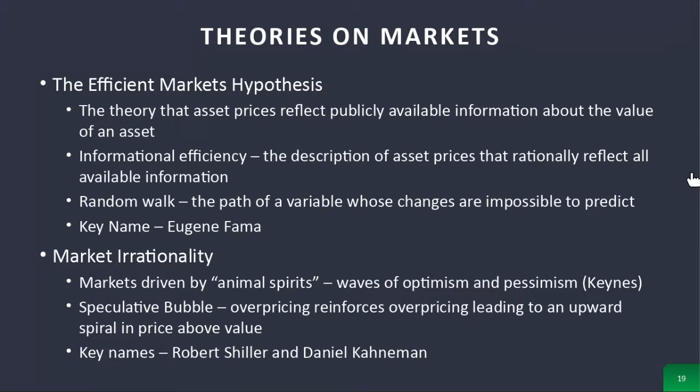Now, beyond this, there are a few general economic theories that compete to explain why the stock market operates the way it does. The first of these is what we call the efficient markets hypothesis. This takes the view that markets are quite rational. The theory says asset prices reflect publicly available information about the value of an asset. So basically, whatever the value of Microsoft is today is informed by all the possible information available publicly, and the markets have adjusted to reflect that.